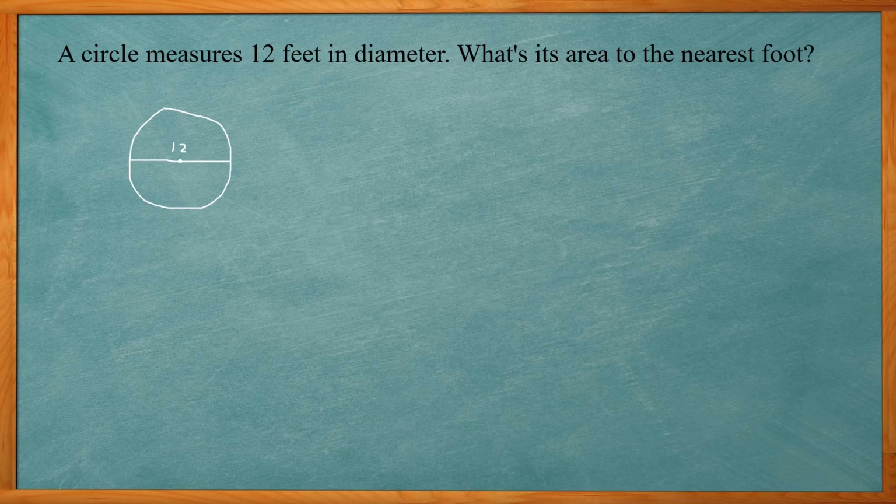Now the area of a circle A is going to equal pi r squared, where pi, you find that on your calculator, that button, but essentially it's equal to about 3.14. Now the radius is half of the diameter, so the radius is going to be 6, so it's going to be pi times 6 squared, or basically 36 pi.